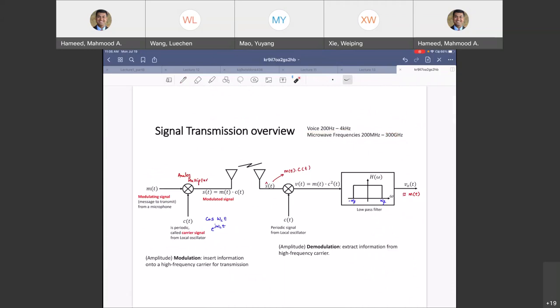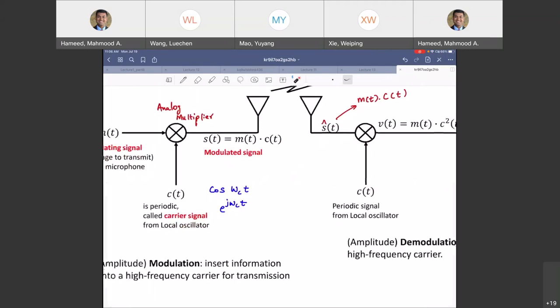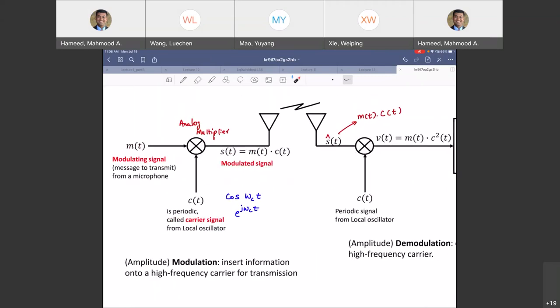Right, so my voice is going to control that triangle. How wide is it? And then microwave frequencies are going to control, when you modulate it, upconvert it, where does that triangle go to? How far up in frequency does it go? Now, the one problem that I hope some of you have started thinking about is, there is a c(t) in my transmitter, and there is a c(t) in my receiver. How are we going to manage that?